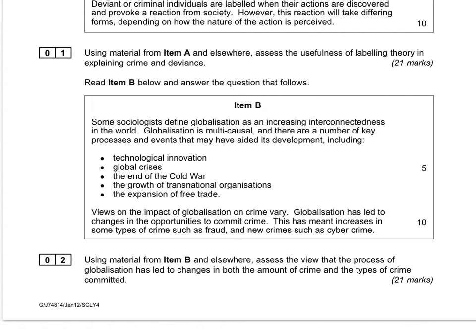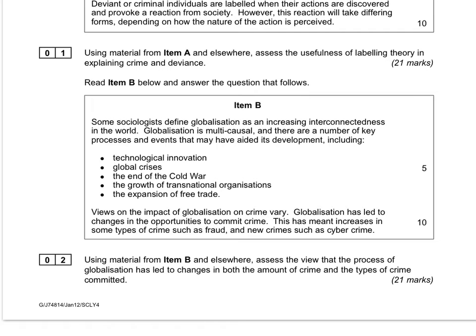So here we are. The question first: using material from Item B and elsewhere, assess the view that the process of globalisation has led to changes in both the amount of crime and types of crime committed. So the first thing I would do is circle amount of crime and circle types of crime, because you're going to have to make sure you address both those aspects of the question. Okay, and the key process here is globalisation, which we've talked about loads across lots of topics.